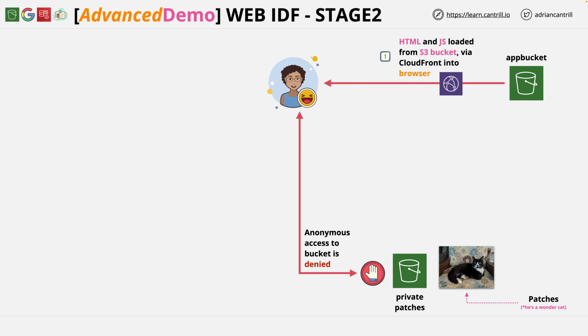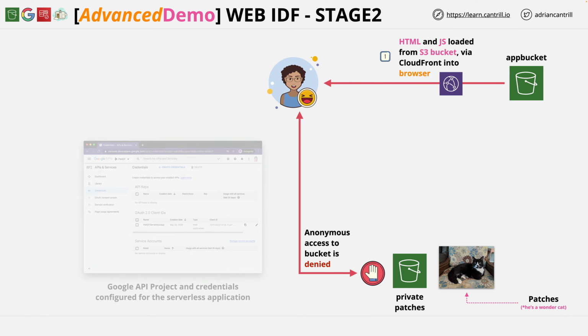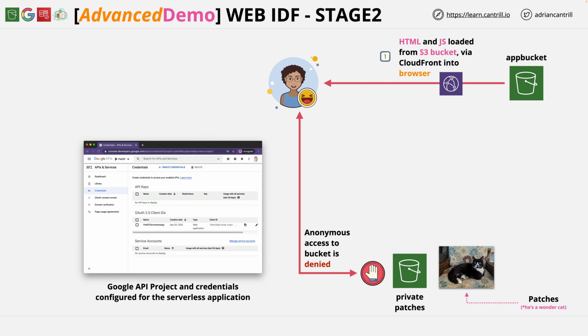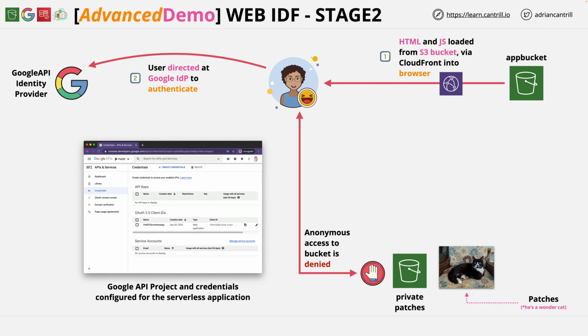Welcome back to stage 2 of this demo series. In this stage, you're going to be configuring the Google Identity Provider. This means you'll be creating a Google API project and some credentials which the serverless application can use to interact with the Google IDP. Using this, the application can direct sessions at the Google IDP for authentication, which will return the Google Authentication token if this process is successful.